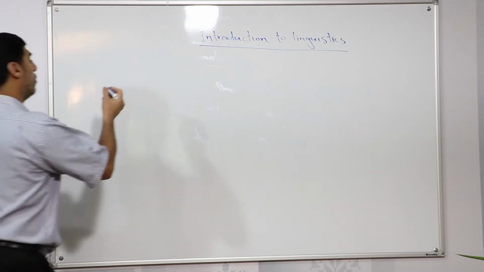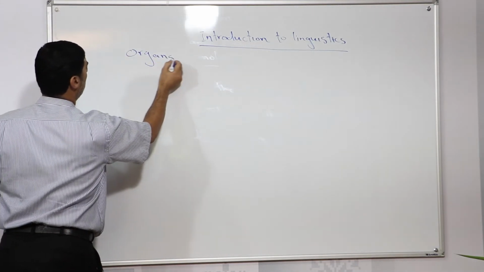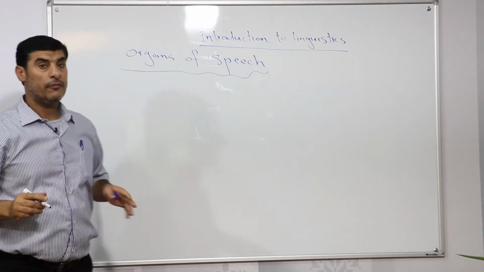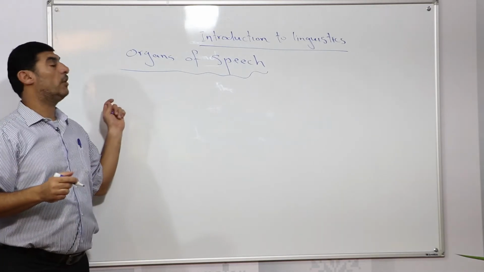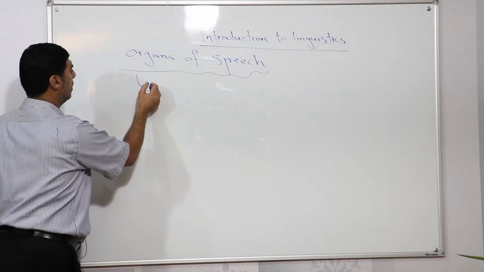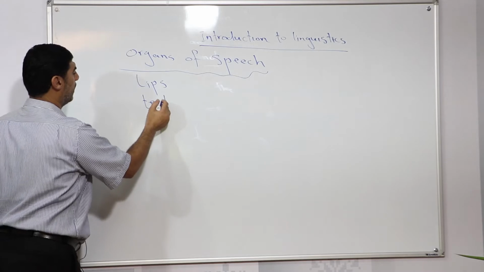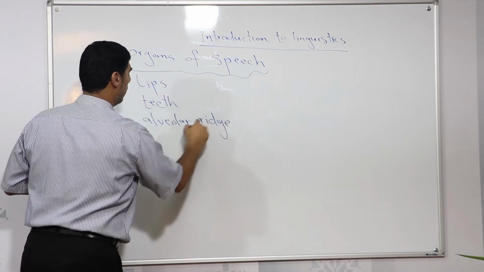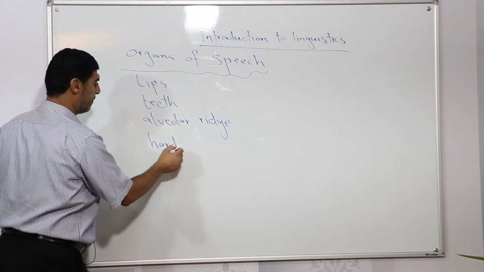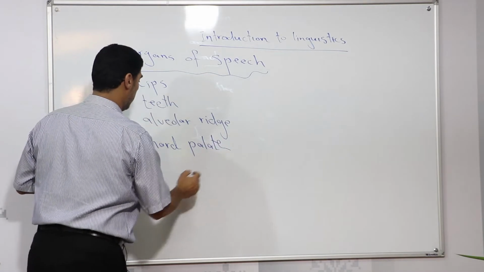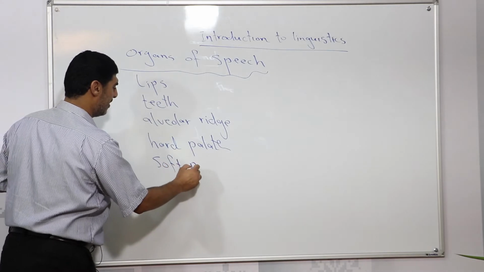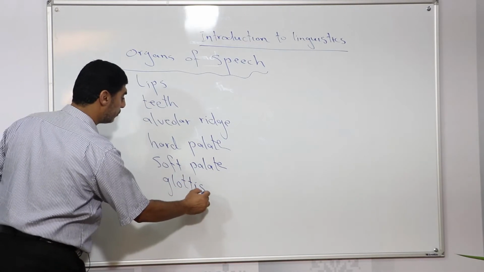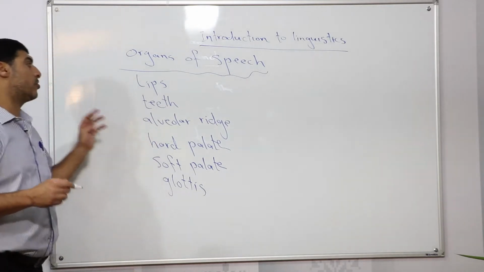Organs of speech, okay. If we just consider our mouth, we will see that there are lots of organs beginning with the lips and teeth, alveolar ridge, and hard palate, and soft palate, and glottis and epiglottis. And the most important speech organ is the tongue.